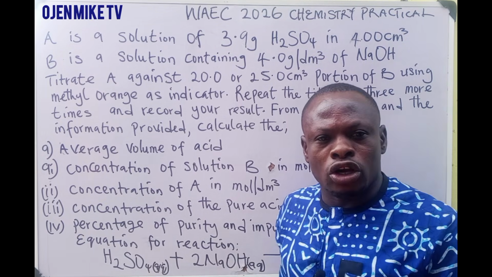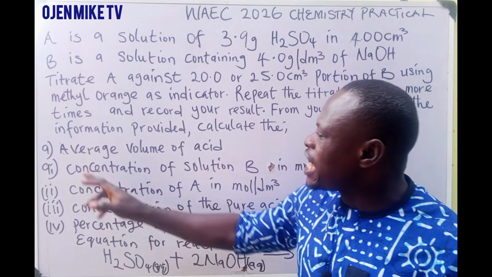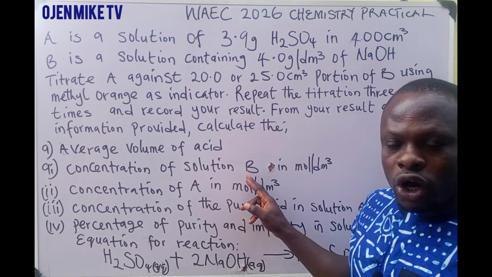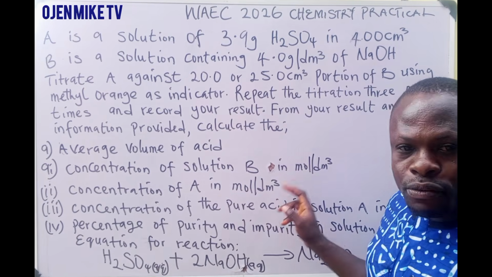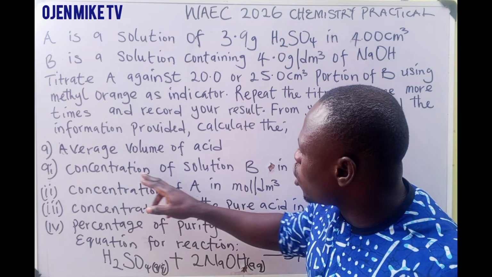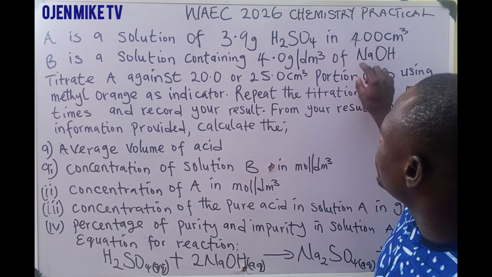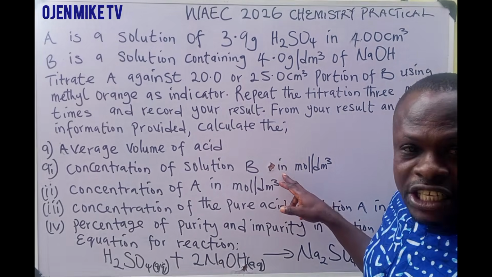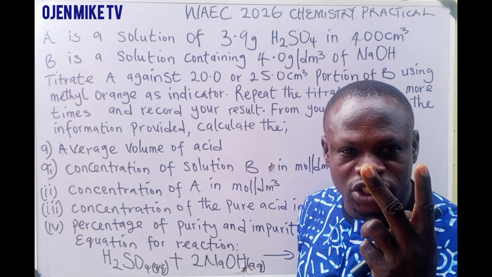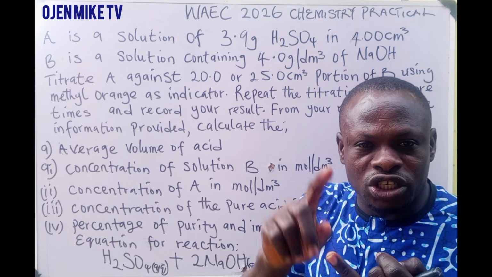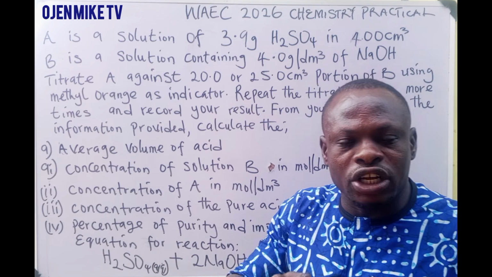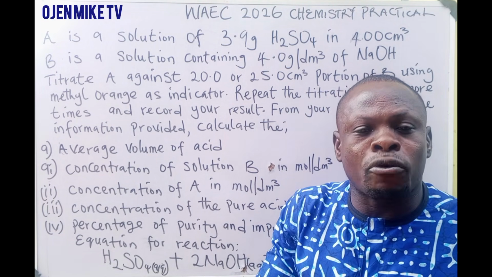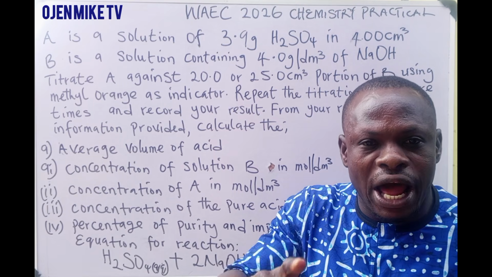From the information, we are asked to calculate the average volume of acid and the concentration of solution B in moles per dm cube. Remember, the concentration of solution B has already been given in grams per dm cube, but we are asked to calculate it in moles per dm cube. There are 2 types of concentration: concentration in mass per dm cube, which is called mass concentration, while concentration in moles per dm cube is called molar concentration.